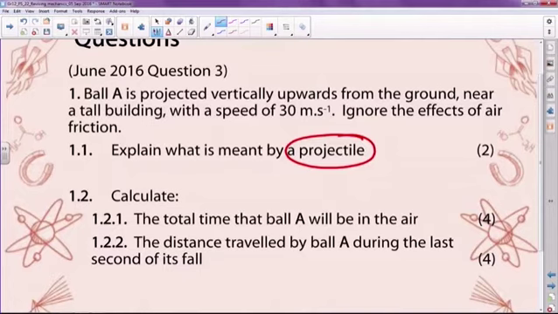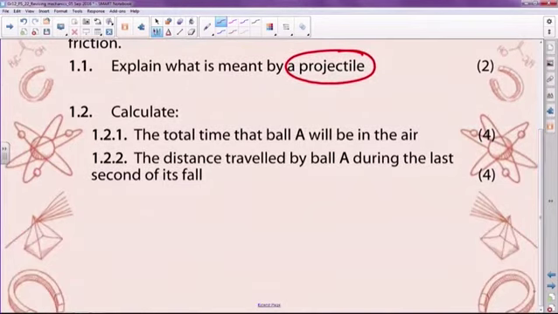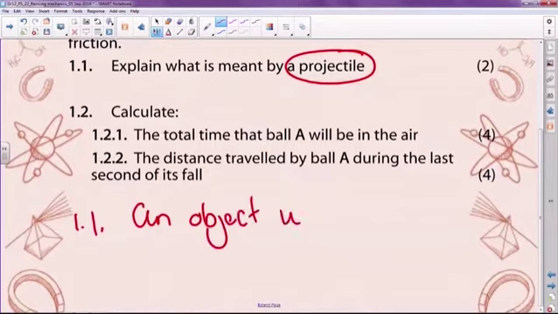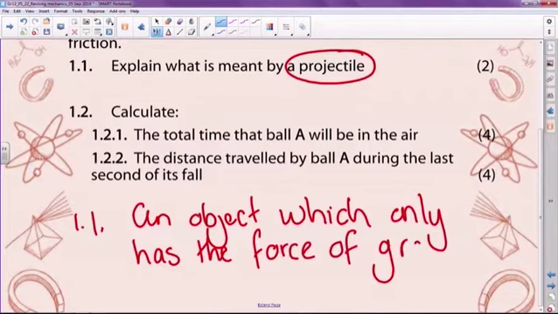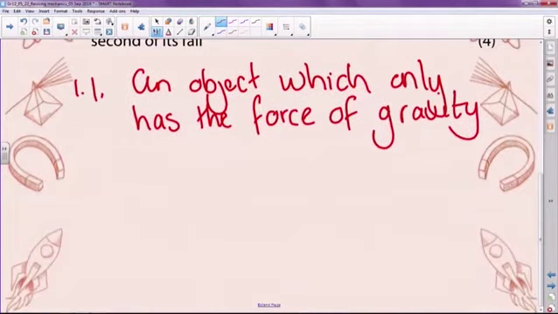Now, when we look at question 1.1, a projectile is simply an object, and it can be anything, which only has the force of gravity acting on it. That's really important that we get this, okay? So a projectile only has the force of gravity acting on it.